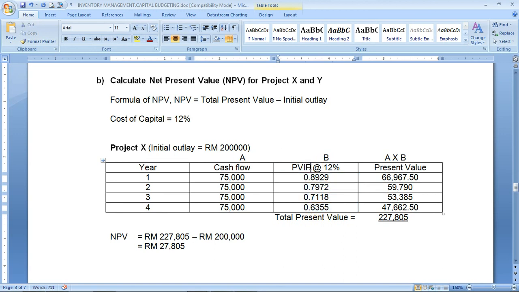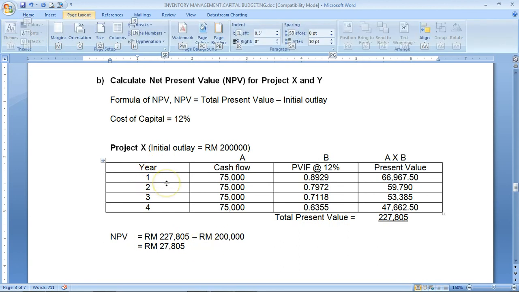Remember, don't make any careless mistake. Then after I multiply all of these, what will I get? Total up, you get the total present value. From this figure, you minus your IO of 200,000, then you get your net present value. Don't make a careless mistake. Total PV minus IO, then you can get your NPV. Alright, so that is how to calculate NPV for project X first.